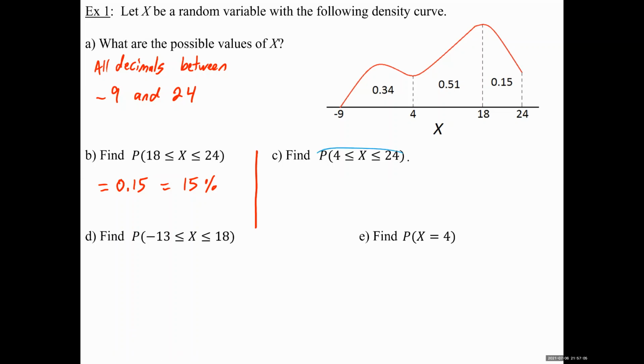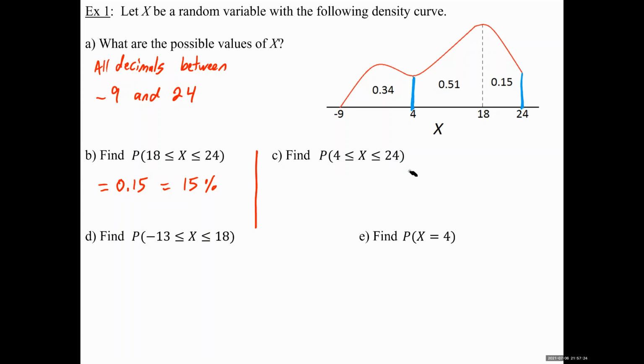But okay, how do you find this probability? Remember, to find a probability, you're going to find an area. So here's how you find it. You start with the number 4, locate that number on the x-axis, and go up to the curve. Okay. Then look at the other number, 24, locate that number on the x-axis. Here it is. Go up to the curve. And then you're going to shade an area.